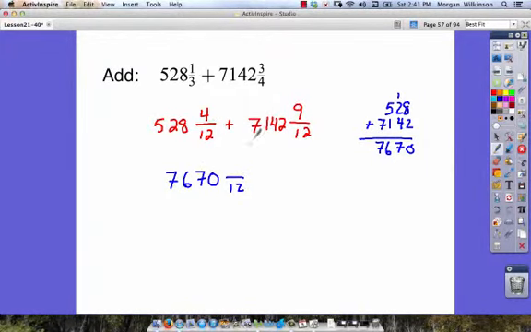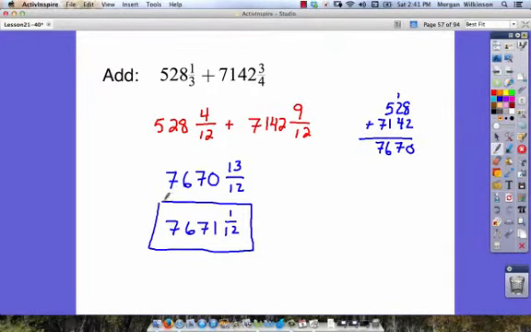4 plus 9, that's 13. So 13/12 is really 1 1/12. So we're going to get 7,671 and 1/12. Because when we have a problem like this, we want to make sure that when we have a mixed number, we have a mixed number and a proper fraction, not a mixed number with an improper fraction.